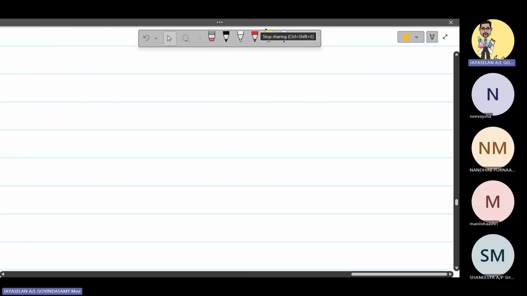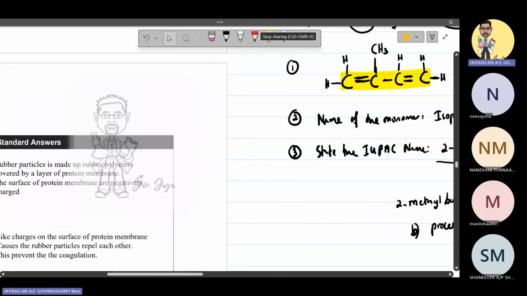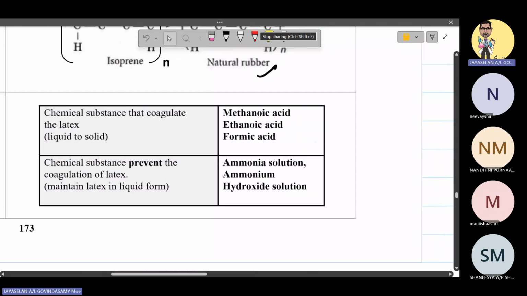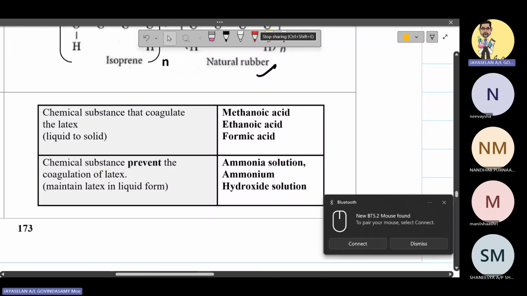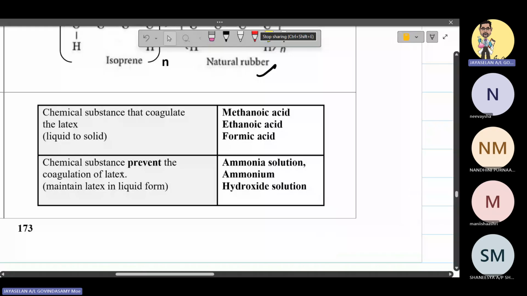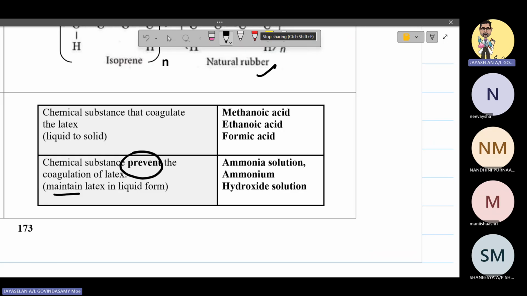So in the exam, if they ask for a chemical substance that prevents coagulation of latex, maintains the latex in the liquid form, kamu kena ingat tiga jawapan: ammonia solution, ammonium hydroxide solution, ammonia solution, or ammonium hydroxide solution. Any question? No question, eh?